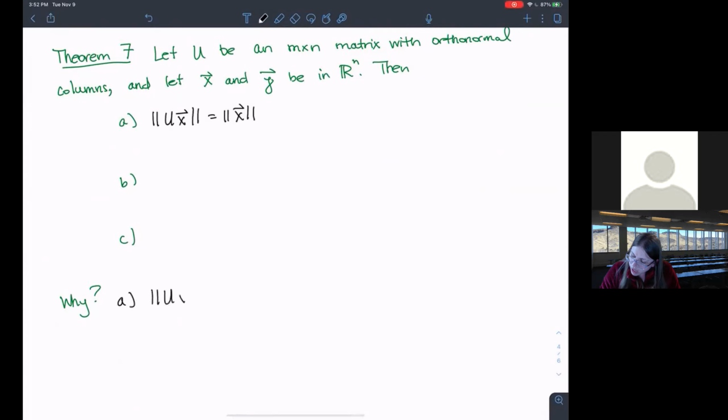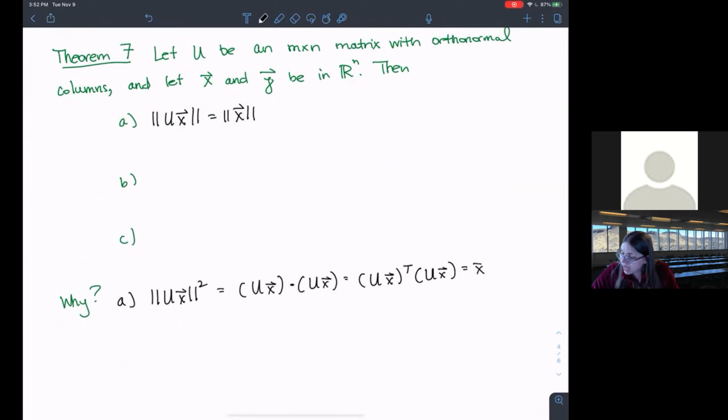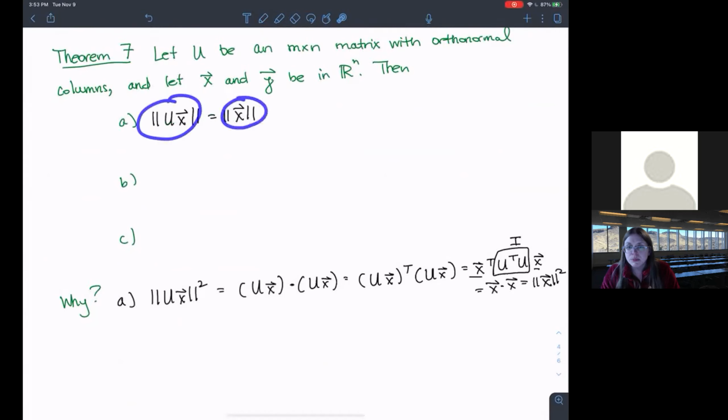I'm going to start off by taking Ux and just taking its magnitude squared, which is the same thing as Ux dotted with Ux, which is Ux transpose Ux, which is x transpose U transpose Ux. U transpose U is I, giving us x transpose x, which is x dot x, which is the magnitude of x squared. So the square of this is the square of this, but because they're both positive, those two things are equal.